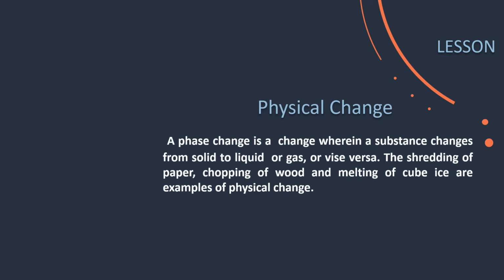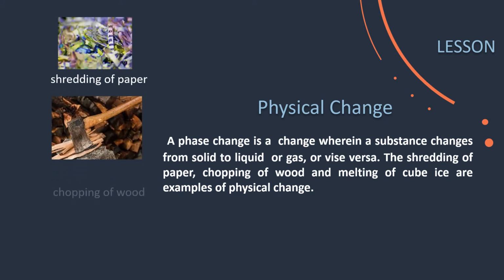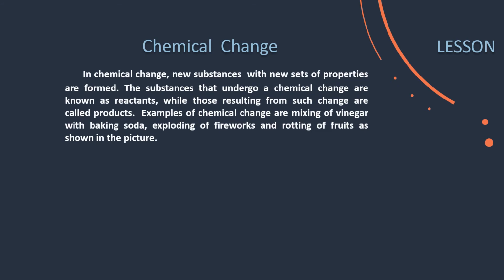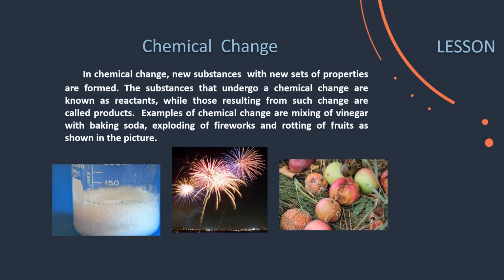Physical change is a change wherein a substance goes from solid to liquid and gas, or vice versa. The shredding of paper, chopping of wood, and melting of ice are examples of physical change. Chemical change is when a new substance with new sets of properties is formed. The substances that undergo chemical change are known as reactants, while those resulting from the change are called products. Examples are mixing of water with baking soda, exploding of fireworks, and rotting of fruits.